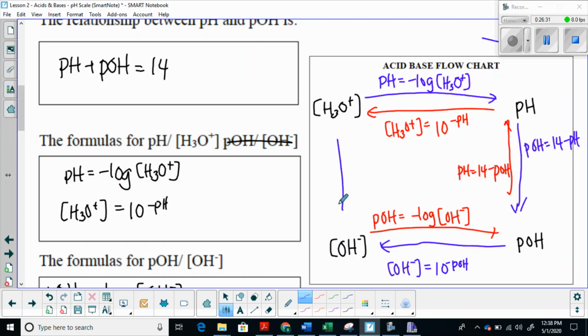What about this connection here? Don't worry about this connection. It is something that you will learn in Chem 30. There's actually a whole unit dedicated to it. So don't worry about this for now. We are just going to take the long way.